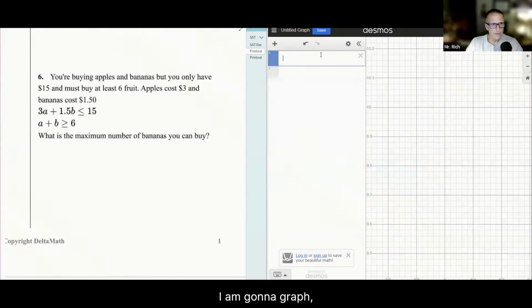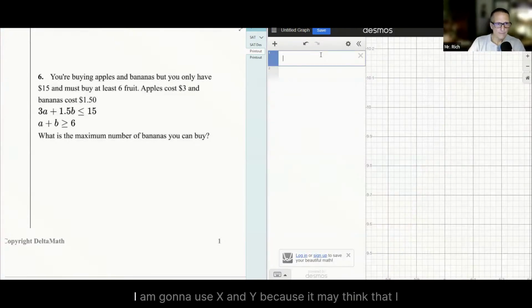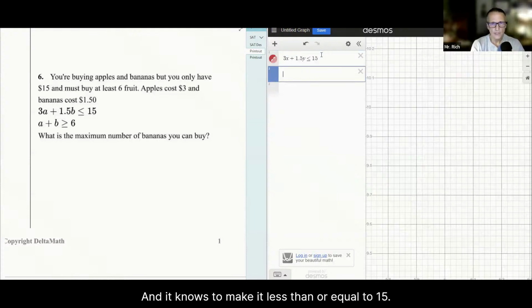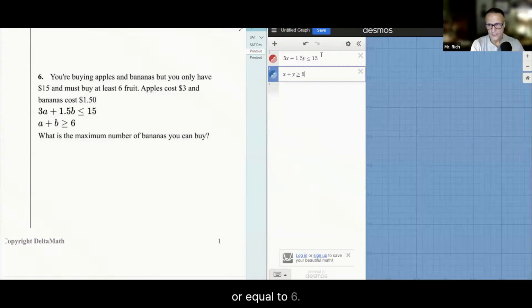I am going to graph these values. Now, I am going to use X and Y because it may think that I want to put constants in. So I'm going to put 3x plus 1.5y. Now, on the less than or equal to, all I got to do is do shift comma, and that's the less than. And then right after that, hit the equal, and it knows to make it less than or equal to 15. Then I'm going to put in x plus y is greater than or equal to 6.